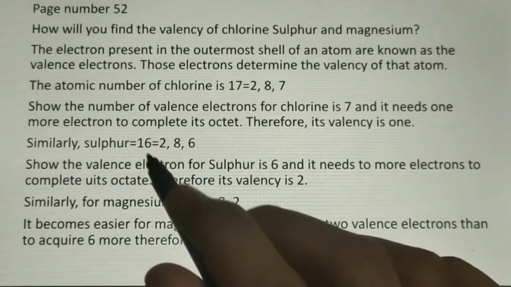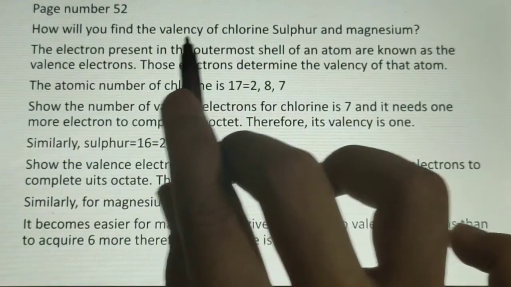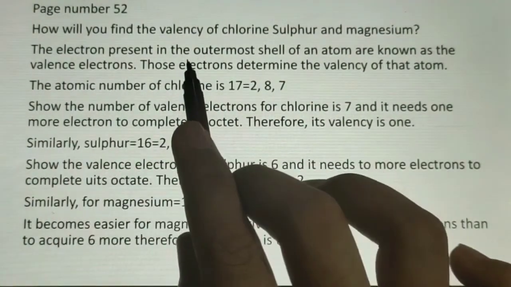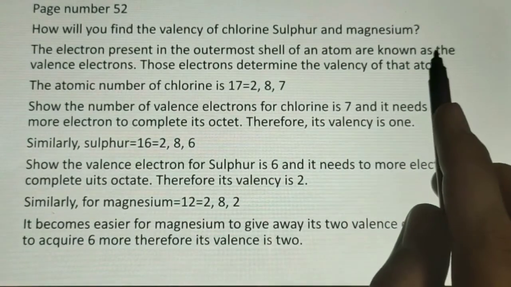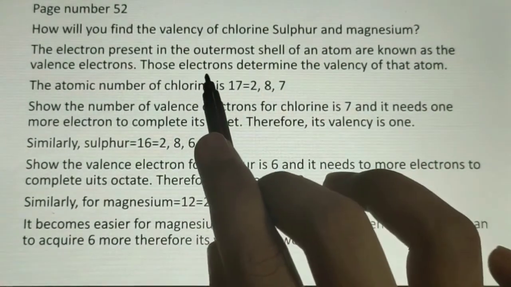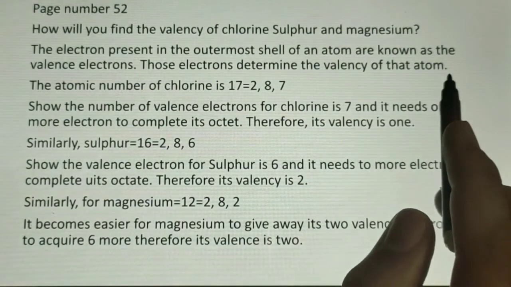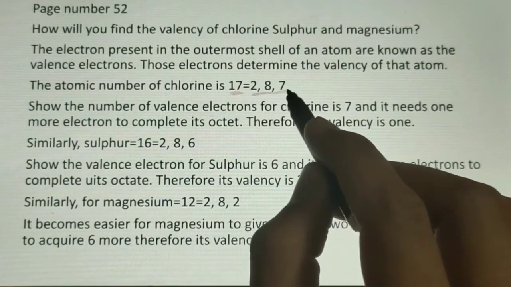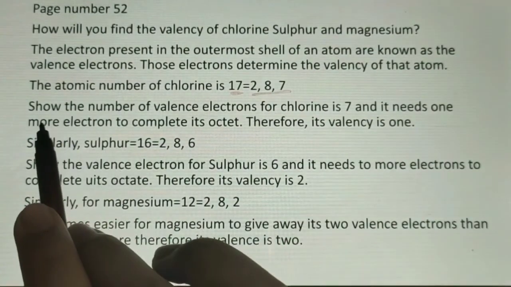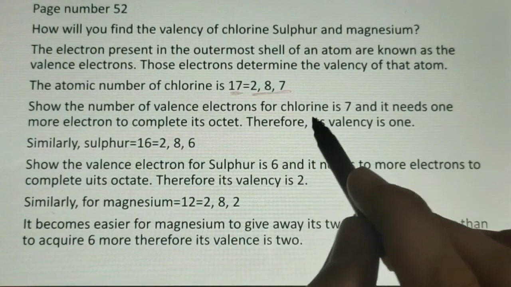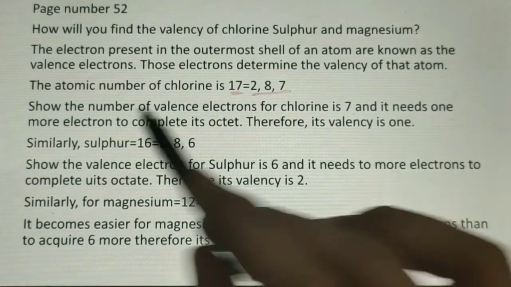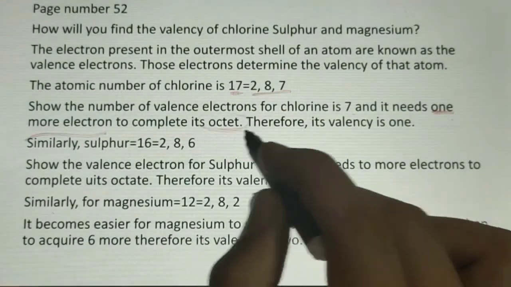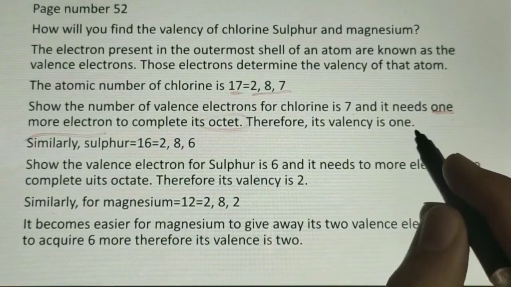Now the question from page number 52. How will you find the valency of chlorine, sulfur and magnesium? So the electrons present in the outermost shell of an atom are known as the valence electrons. Those electrons determine the valency of the atom. So the atomic number of chlorine is 17, making it 2, 8, 7. And so the number of valence electrons of chlorine is 7, and it needs one more electron to complete its octet. Therefore, its valency is 1.